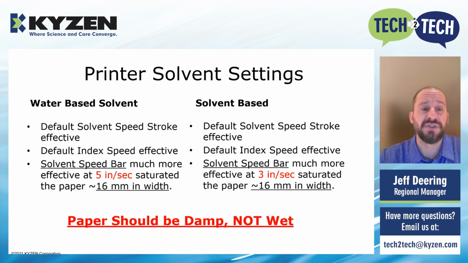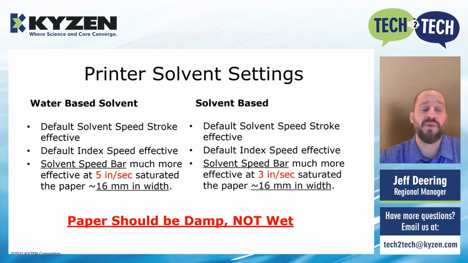Now I'd like to take a closer look at some of our printer solvent settings. When discussing water-based solvents, the default solvent speed stroke we've found to be effective, as well as the default index speed. But when it comes to the solvent speed bar, it's much more effective at 5 inches per second, which saturates that paper at approximately 16 millimeters in width.